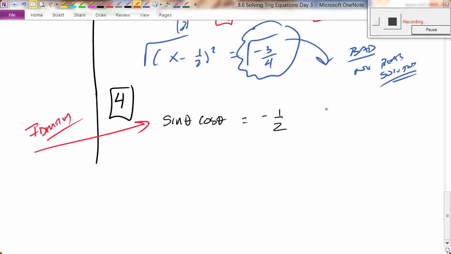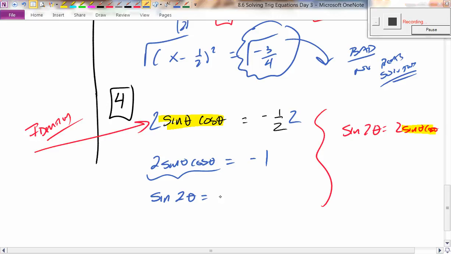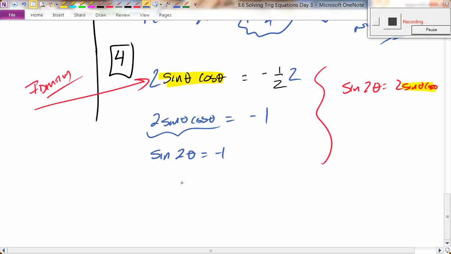Oh, yeah, right? Because we know that the sine of 2 theta equals 2 sine theta cosine theta. So all we have is this part, the sine theta times the cosine theta. What part are we missing? A 2. So let's multiply both sides by 2. So I get 2 sine theta cosine theta is equal to negative 1. Okay, great. Now how much is 2 sine theta cosine theta? That's just the sine of 2 theta, equals negative 1. And then we're back into what we were doing yesterday.